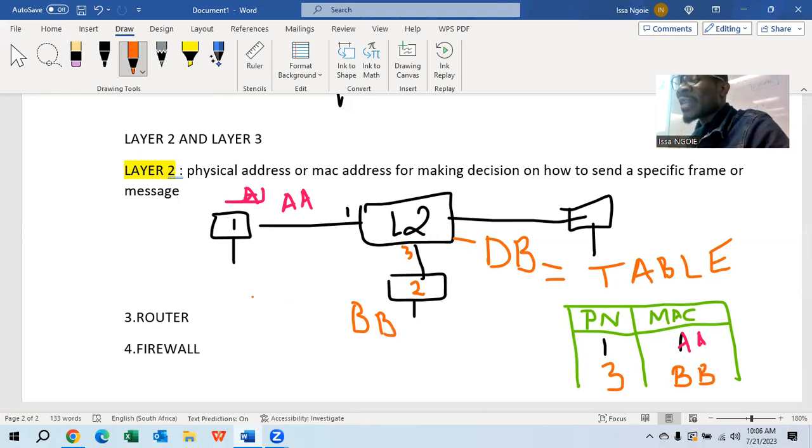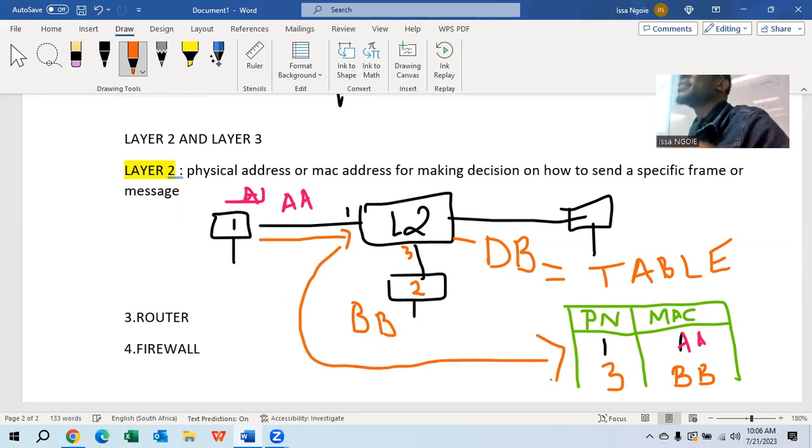If your PC1 wants to talk to PC2, your message will go to the layer 2 switch. The layer 2 switch will go to its database, checking: where is PC2? No, PC2 is on port number 3. This is how it works.